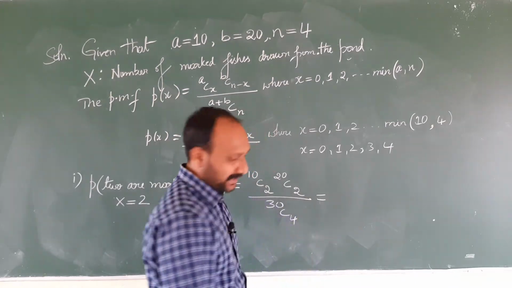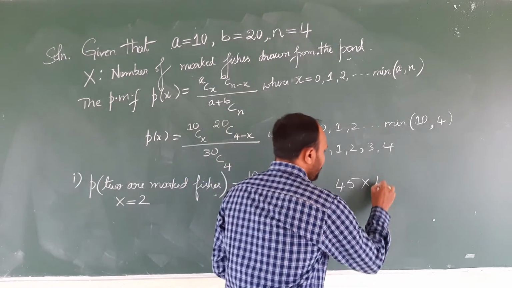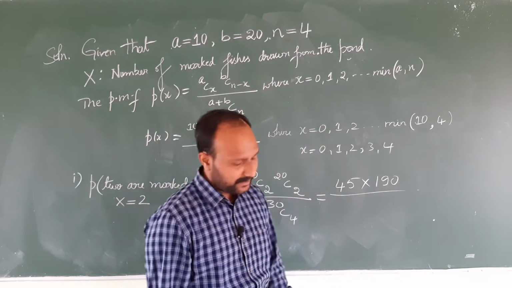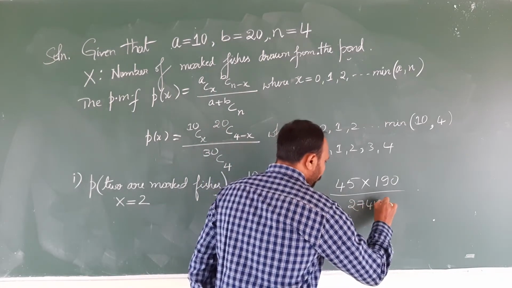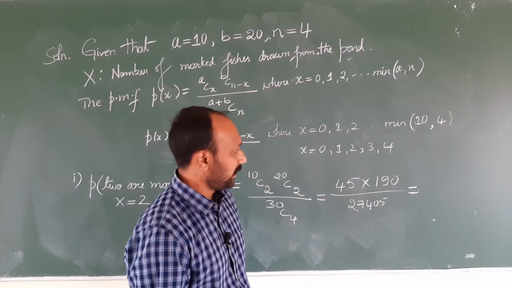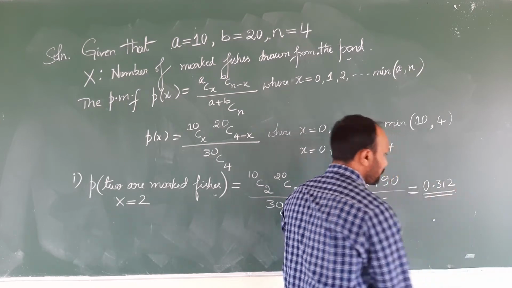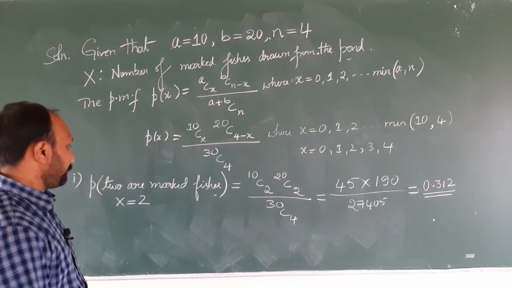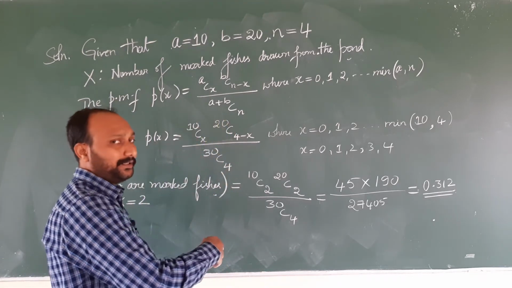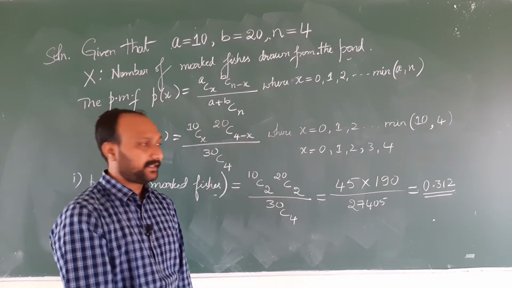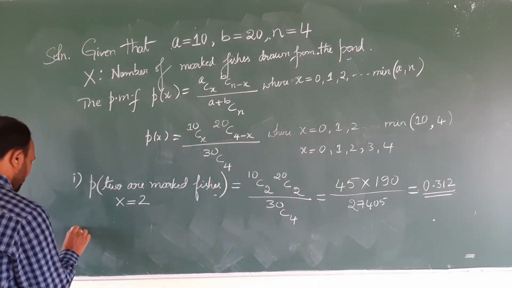Which is 10 C 2 is 45 into 20 C 2 is 190 divided by 30 C 4 is 27,405. If you solve this, the answer is 0.312. That is, the probability that out of 4 fishes drawn from the pond, exactly 2 of them will be marked is 0.312. That is the first answer.